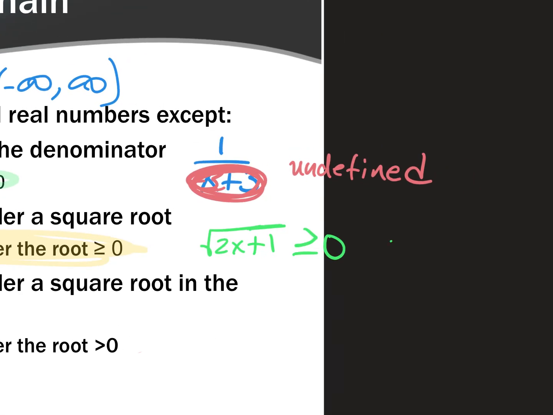Okay, can I take the square root of 5? Yeah, you can. Is it a pretty number? No, but you can still get the square root of 5. Can you take the square root of 0? What's the square root of 0, guys? 0. So you can take the square root of 0.